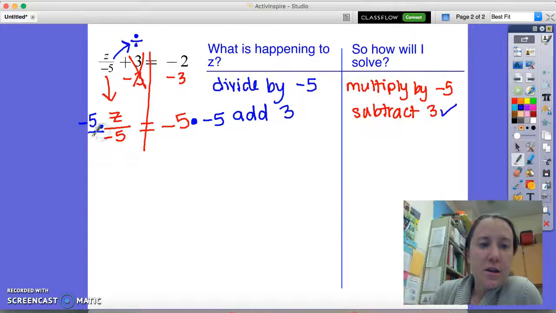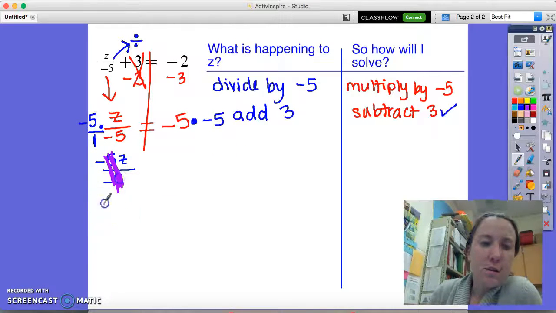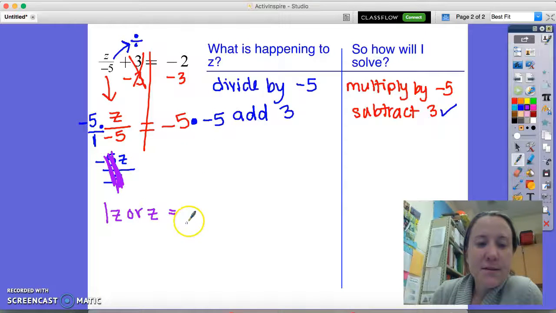I'm going to show you as a review why I can do this. So if I multiply by -5, that's the same as multiplying by -5 over 1. -5 times z, -5z, and 1 times -5, -5. And just like in the first example, this -5 divided by -5 simplifies to be 1z, or just z. And over on this side, -5 times -5 is equal to 25. So my solution is z equals 25.